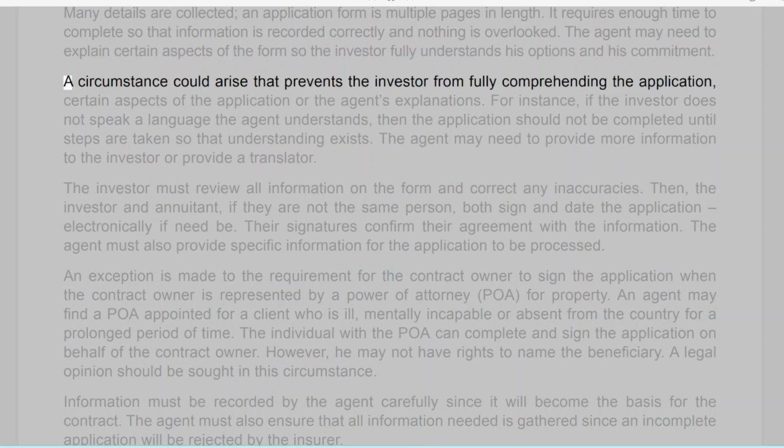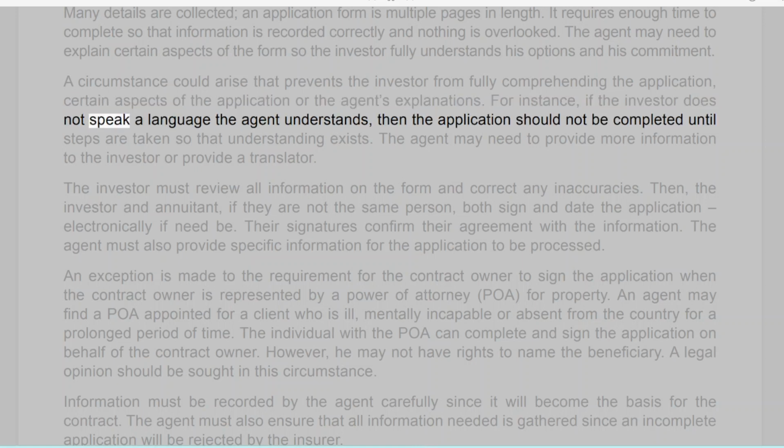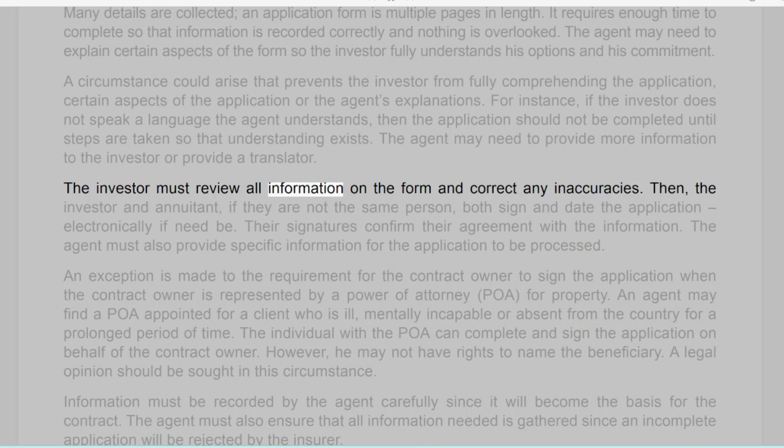A circumstance could arise that prevents the investor from fully comprehending the application, certain aspects of the application or the agent's explanations. For instance, if the investor does not speak a language the agent understands, then the application should not be completed until steps are taken so that understanding exists. The agent may need to provide more information to the investor or provide a translator.